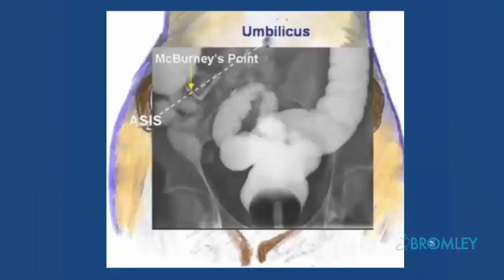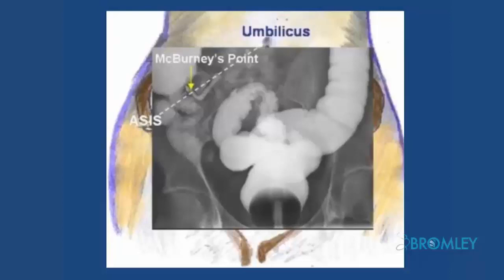Coming to the subject of the appendix. Now, just to orientate you to this image here, the blue line is the outline of a female, and then the box in the middle is a superimposed barium study, in which barium has gone right the way around the large bowel and down into the appendix. And they've been superimposed so that we can see where McBurney's point is.